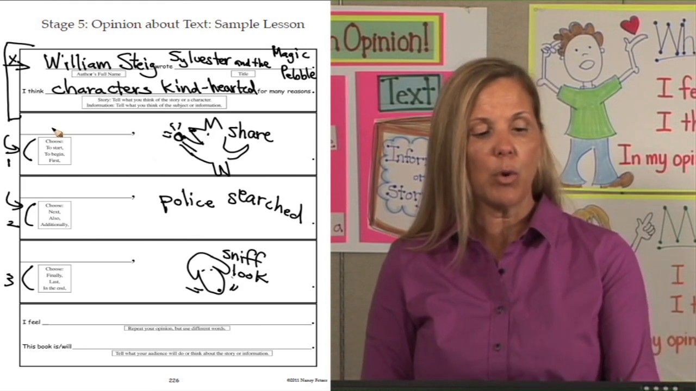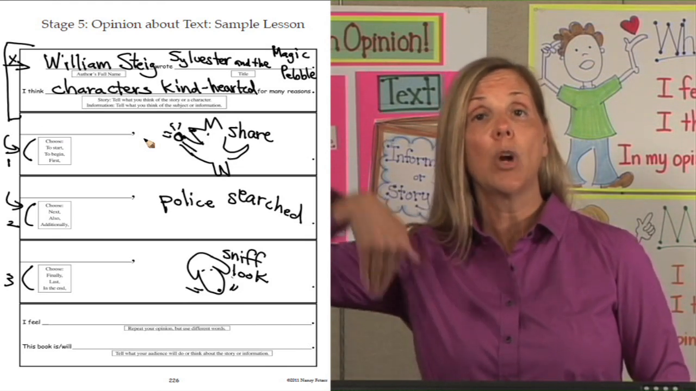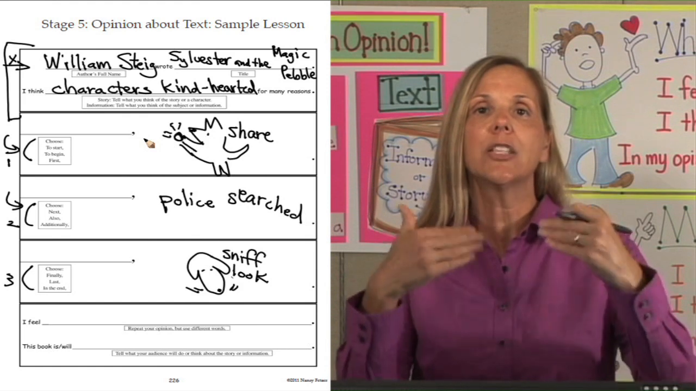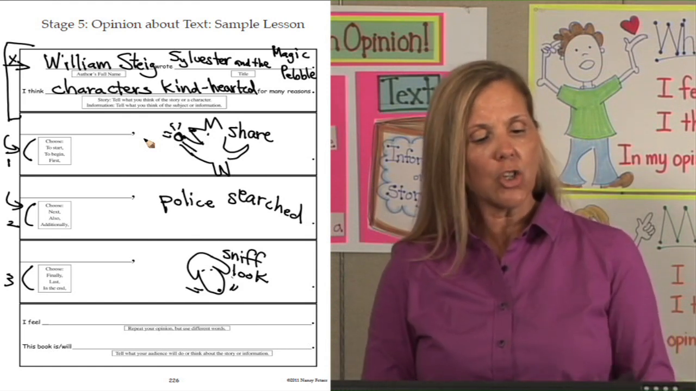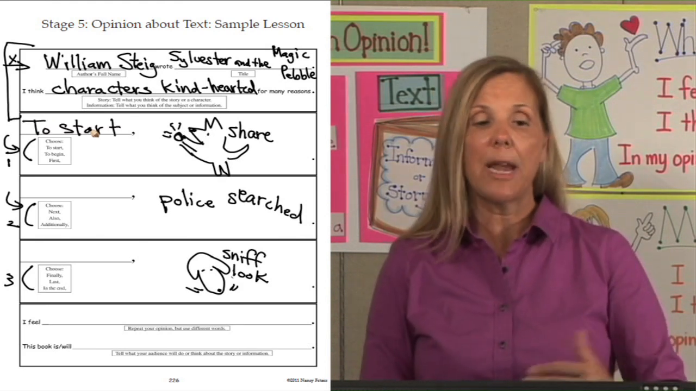I could just start it with the word Sylvester and get rid of the comma. Or I could start it with a transition, special words that connect one idea to the next idea. Let's start with the transition. How about to start? Let's say our paper now.